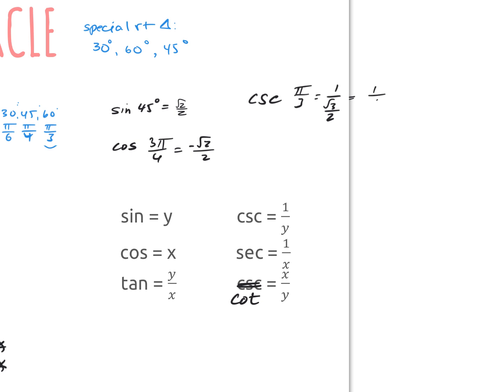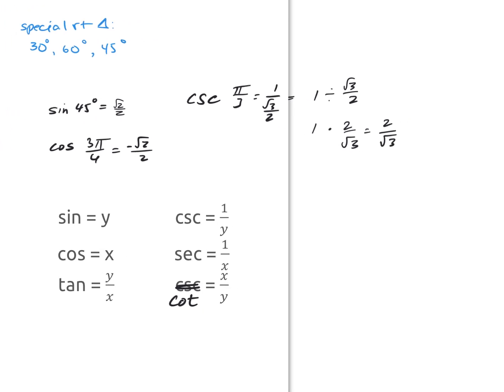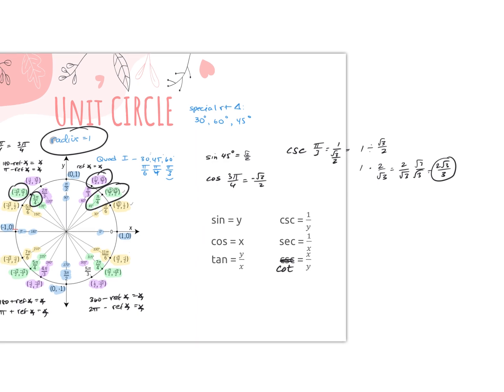One way to do it, you can just flip it, but it's 1 divided by radical 3 over 2, which means stay, change, flip. And so I know that the cosecant of this is going to be 2 over radical 3. Unfortunately, I do have to rationalize that, and I get 2 radical 3 over 3. And so that's my final answer for the cosecant.